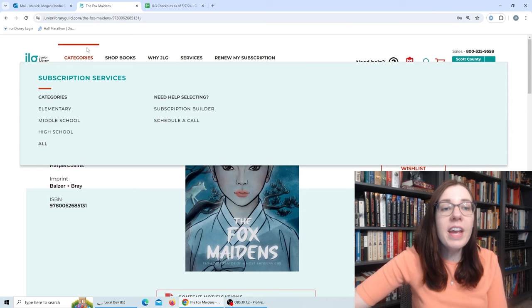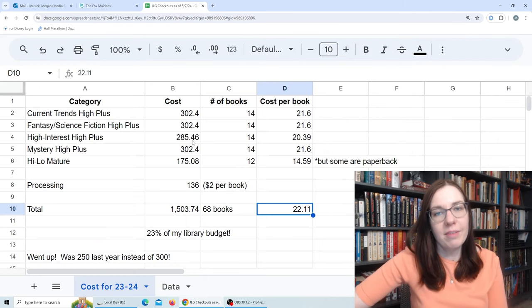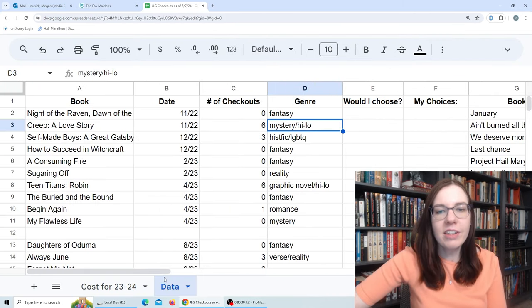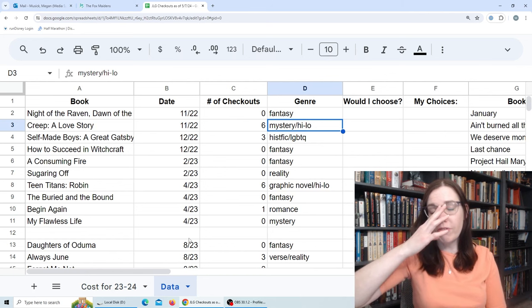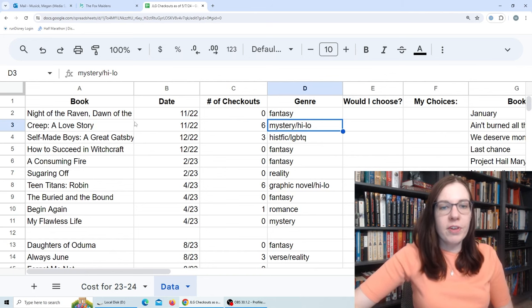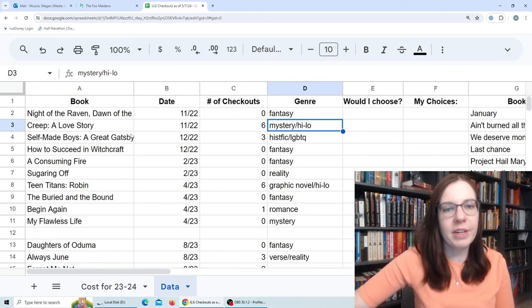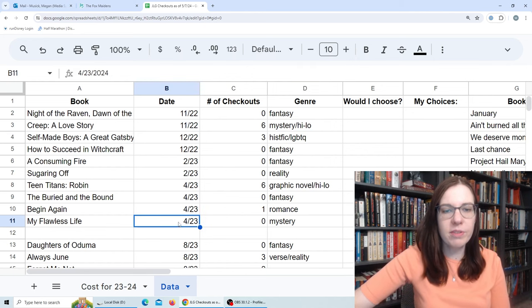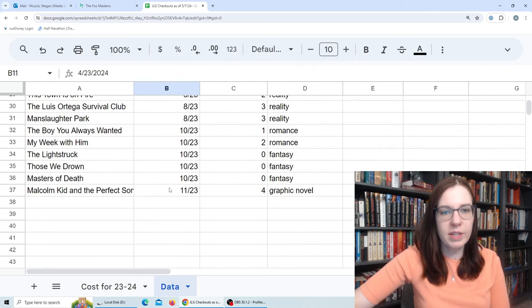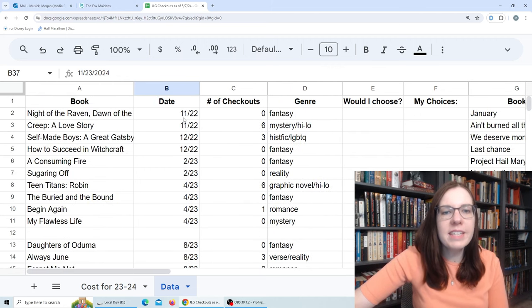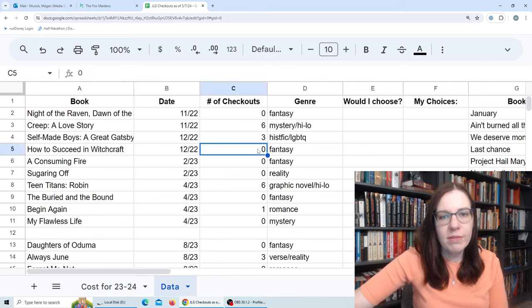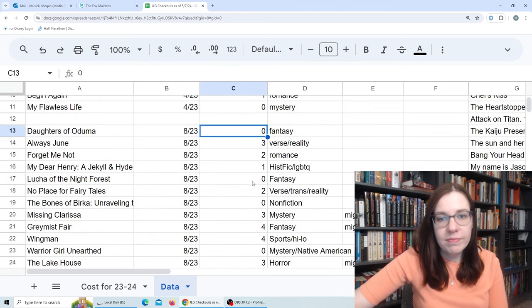So then what I decided to do, hear me out, maybe this was a little crazy, but I looked at some data. I did two things. First, I looked at books from the last couple years. I didn't look at every single book, but I looked at some books from the 2022-23 school year and some from the 2023-24 school year, and then I got bored. I looked at what day we got the book, how many checkouts, and what genre it was. What I have noticed is that fantasy, look: zero, zero, zero, zero, zero, zero.